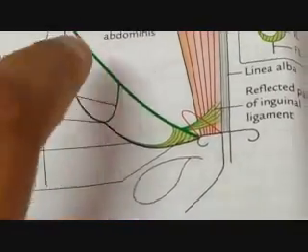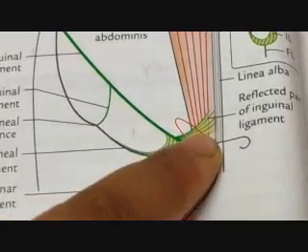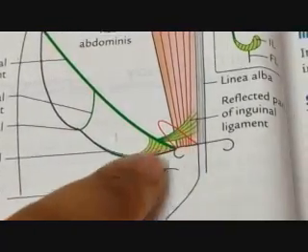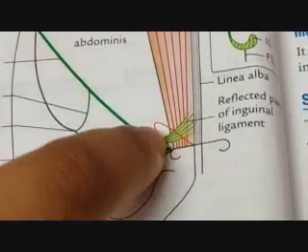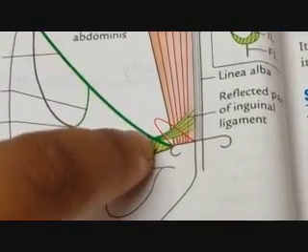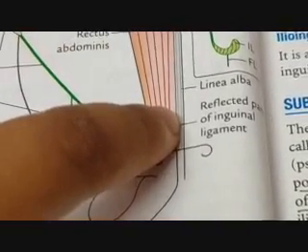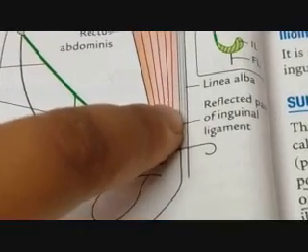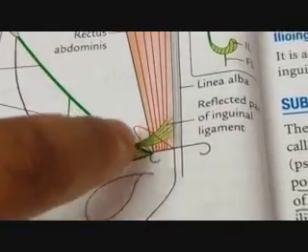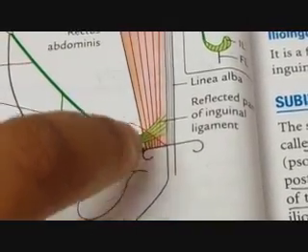Coming to the reflected part of the inguinal ligament, the superficial fibers from the medial end of the inguinal ligament. This is the lateral end and this is the medial end of the inguinal ligament. From the medial end, the fibers expand upward and medially to form this ligament. It lies behind the superficial inguinal ring and in front of the conjoint tendon.